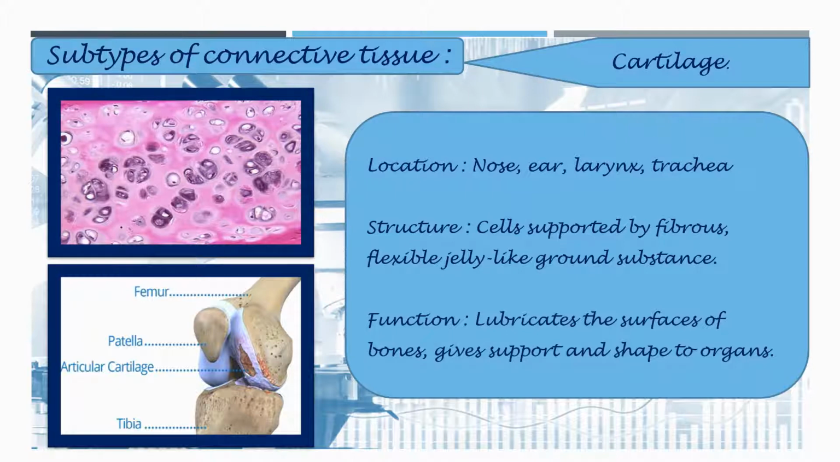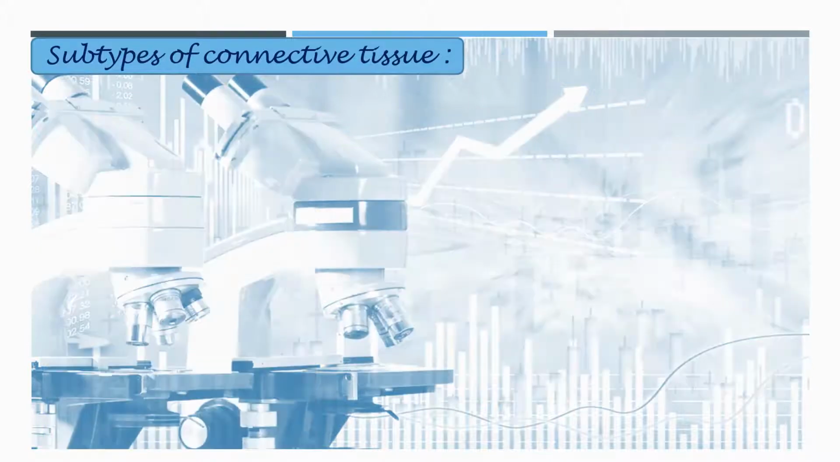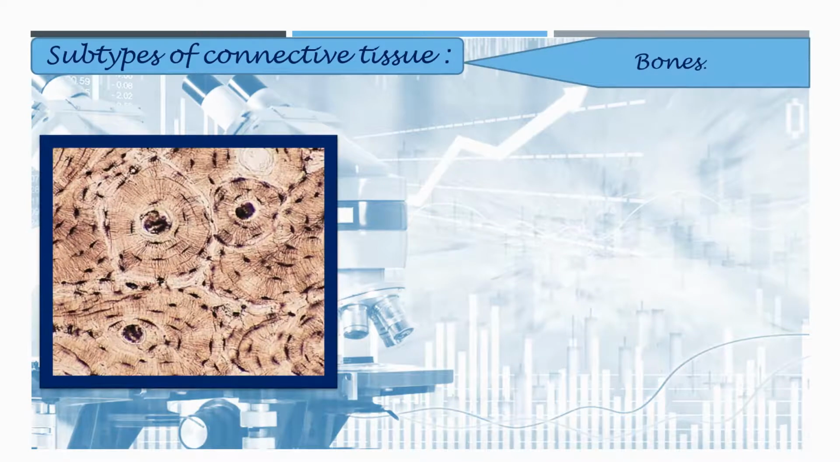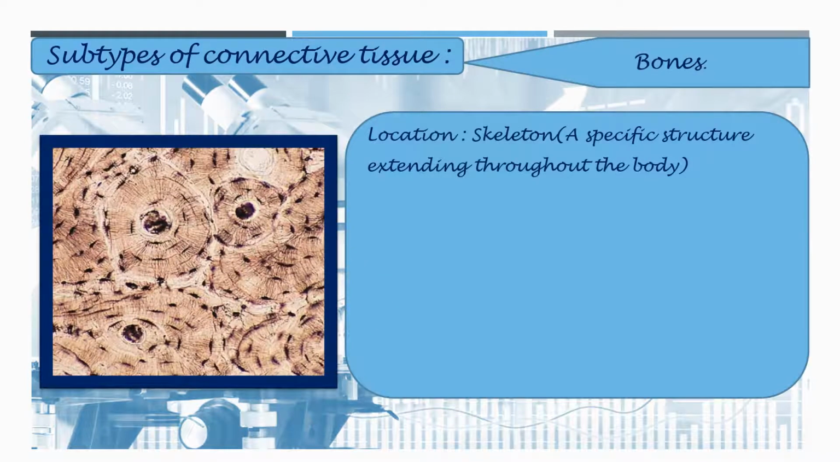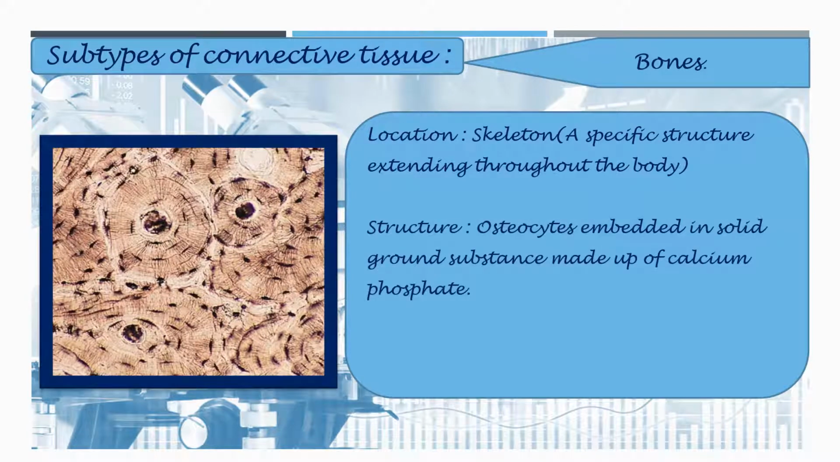The next tissue is bones. Bones are located in the skeleton. Now, the skeleton is a specific structure extending throughout the body. The structure of bones is that osteocytes are embedded in solid ground substance which is made up of calcium phosphate, and the function of bones is that they support and protect different organs and also help in movement.